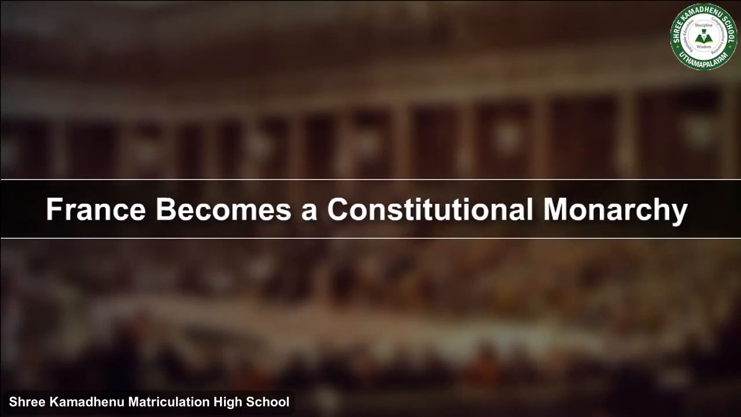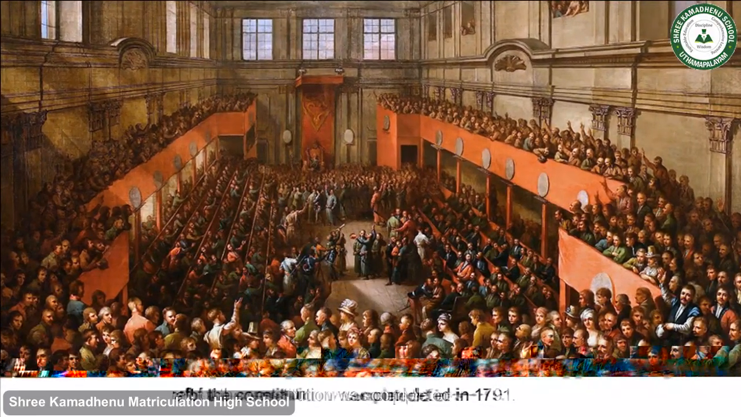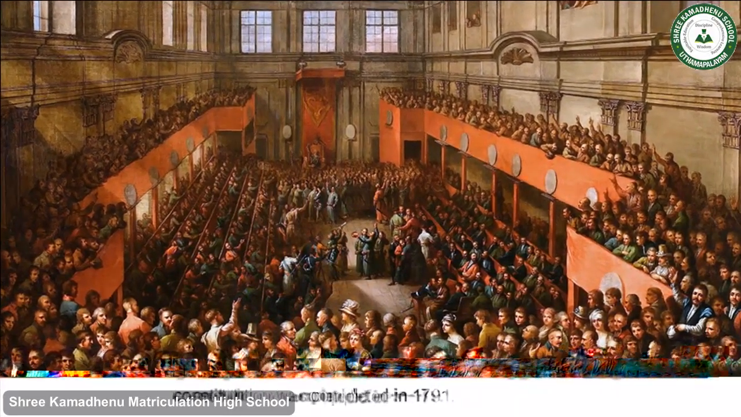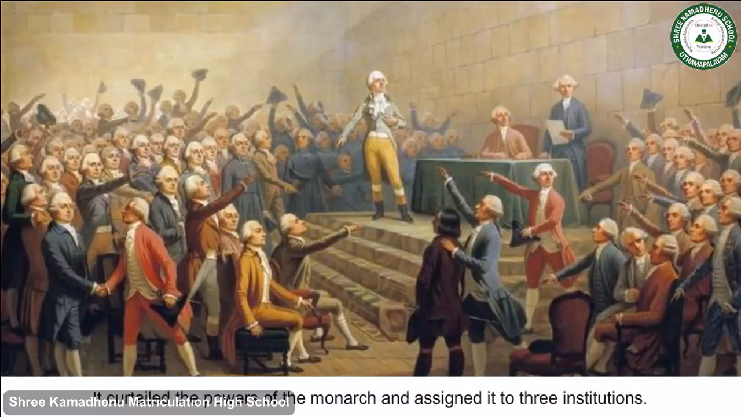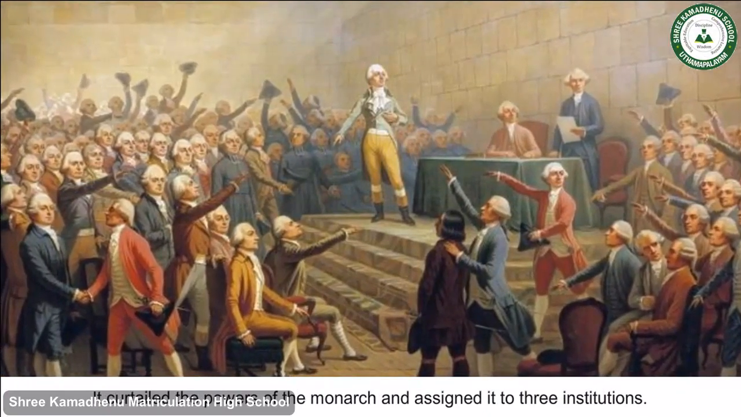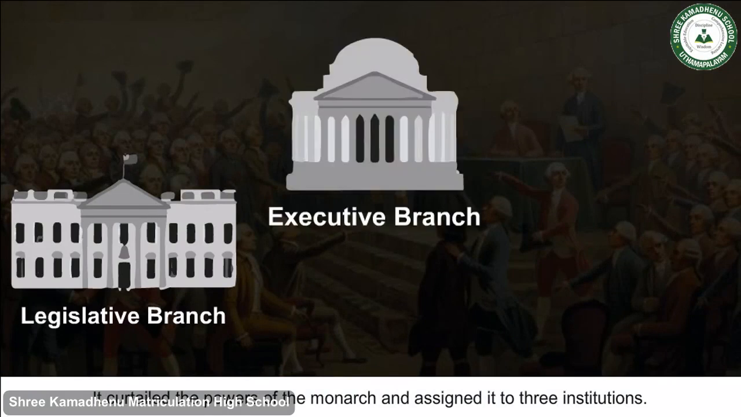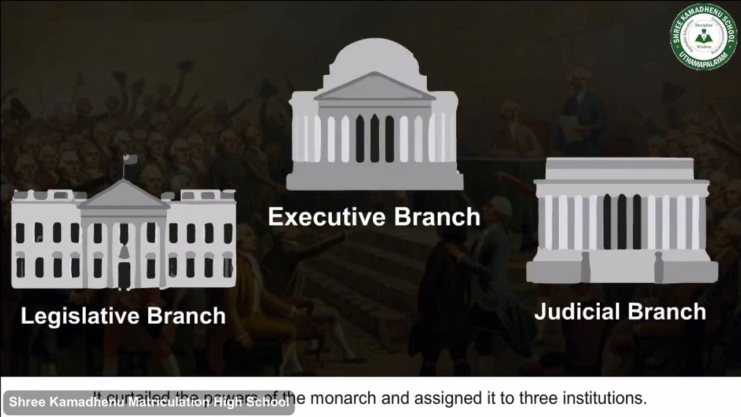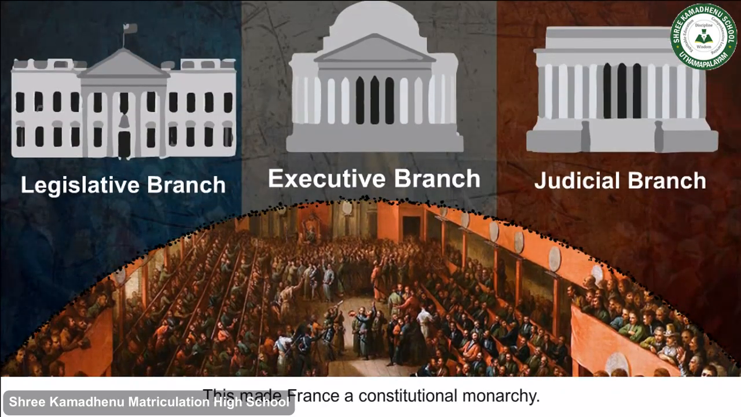France became a constitutional monarchy. The draft of the Constitution was completed in 1791. It curtailed the powers of the monarch and assigned it to three institutions: the legislature, the executive, and the judiciary. This made France a constitutional monarchy.